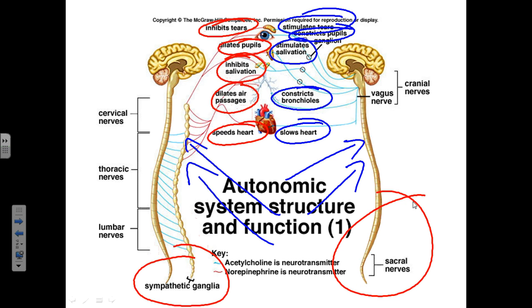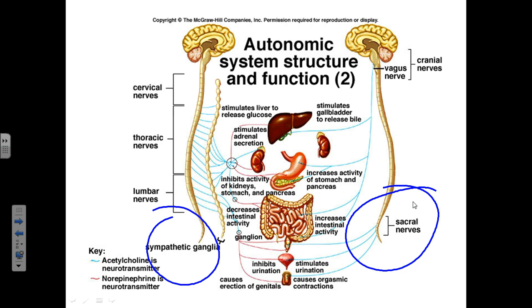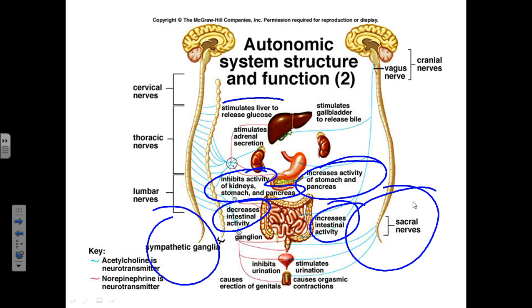The last slide we'll look at today is this one. Again, we've got sympathetic over here on the left, parasympathetic over here on the right. This is looking at the effects on digestion. For example, notice that if the sympathetic neurons stimulate the intestines, they cause the activity of the intestines to slow down. They inhibit activity of the kidneys, the stomach, and the pancreas. But on the other hand, if we look over here at the parasympathetic, they increase intestinal activity, increase activity of the stomach and the pancreas.